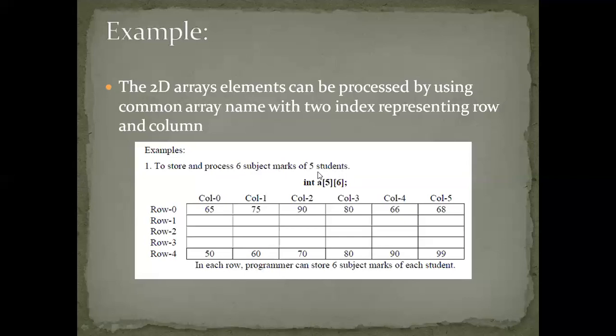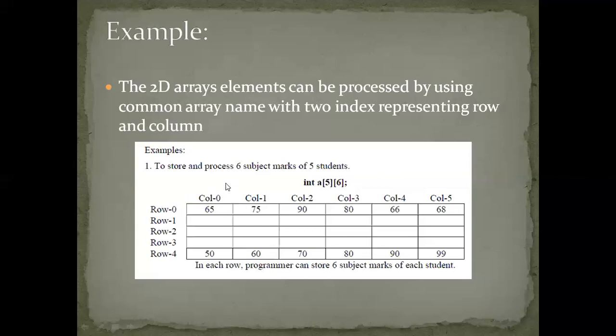How can we declare it using the array concept? int a[5][6]. Here int is the data type and a is the array name. The array name is common for both indices. We have two indices here. The first one, remember, is the row index, and the second one is the column index. The row index has size 5, an integer constant, so maximum we can have 5 data elements. 6 is the column index, also an integer constant, so we can have a maximum of 6 data elements in this.